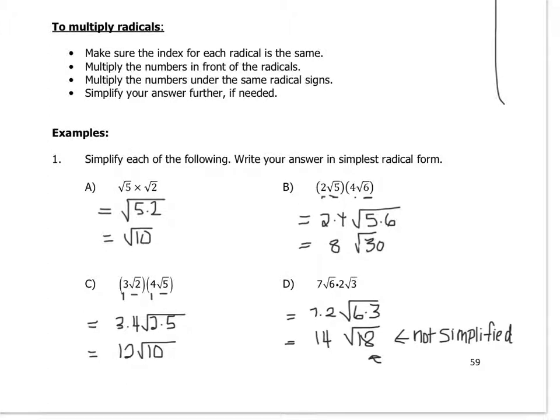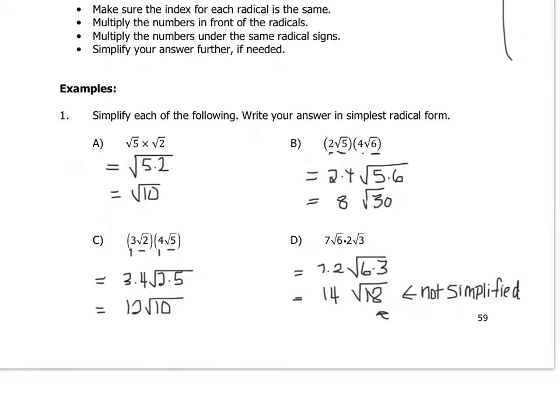So if you want to write that in simplest radical form, you would have to break down the 18 into its factors of 9 times 2, which then becomes 14 times square root of 9, which comes out as a 3, and you're left with root 2, and 14 threes are 42, root 2.